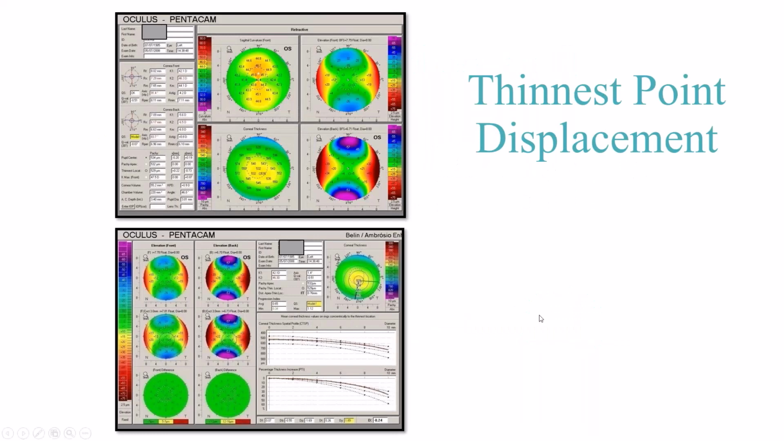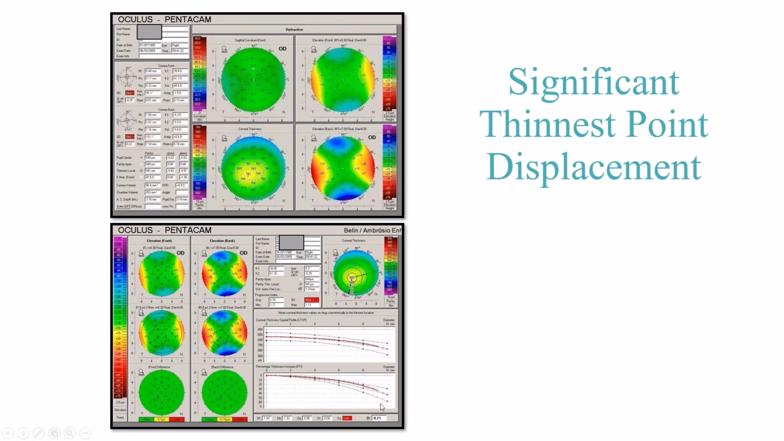So again, we're still talking about the second iteration. Here is an example of minimal thinnest point displacement. You can see the only thing here that's yellow is the location of the thinnest point. It's slightly displaced, as you can see here, but the overall reading is very, very normal. As it turns out, thinnest point displacement turned out to be a very weak parameter and was subsequently removed from the algorithm.